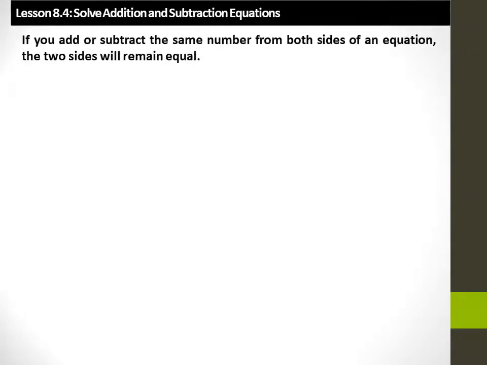Solve addition and subtraction equations. If you add or subtract the same number from both sides of an equation, the two sides will remain equal. 3 plus 4 is equal to 7. If I subtract 4 from both sides of the equation, the answer is 3 in both sides.